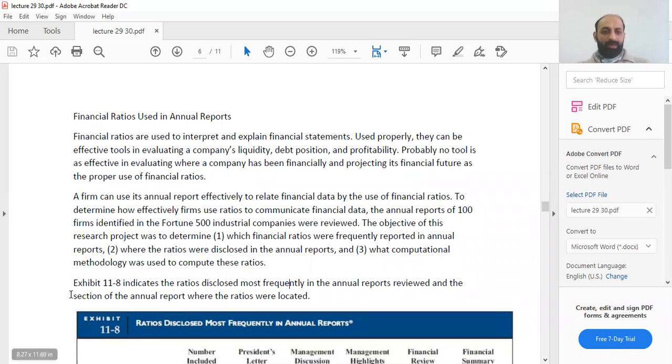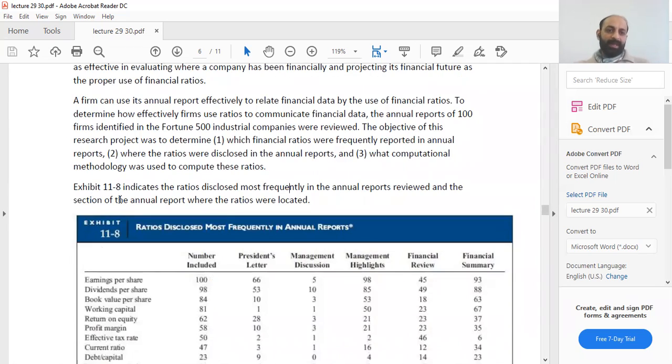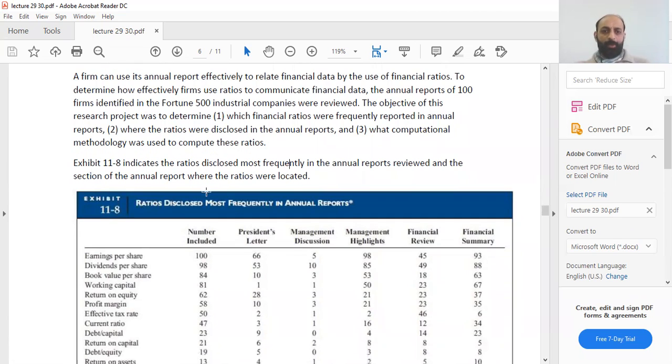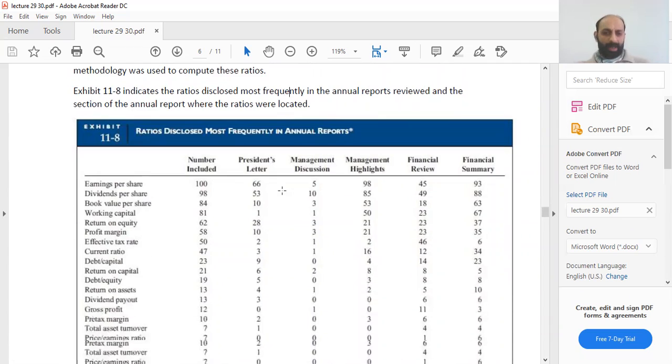What computational methodology was used to compute these ratios? As we know, there are different ways to calculate one particular type of ratio. So you should always mention what criteria you used in coming up with that figure. Exhibit 11.8 indicates the ratios disclosed most frequently in the annual reports reviewed and the section of the annual report where the ratios were located.